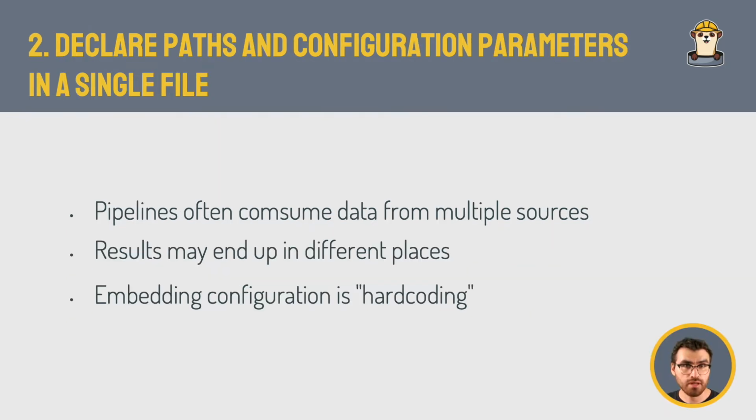Number 2. Declare paths and configuration parameters in a single file. Your pipeline might need to load this raw input data from different systems, such as a data warehouse, an object bucket in the cloud, or even an API. But not only that, for sure you will need to store some results, whether that be in the local file system or somewhere else in a remote storage. A common anti-pattern is embedding these configuration parameters in the source code. This is what we call hard coding in the software world, and it leads to the following issues.